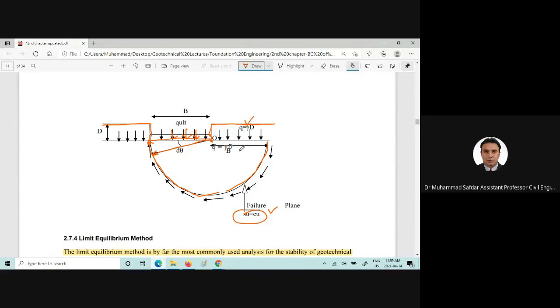Here is the Q bar, gamma into D. This is the breadth of the footing, the depth of the footing, the moment arm for the shear strength of the soil. B d theta is the settlement or the displacement which is occurring. This is the S. Now S you can find out using S is equal to R theta, or S is equal to B theta, or we can say delta S is equal to B d theta.